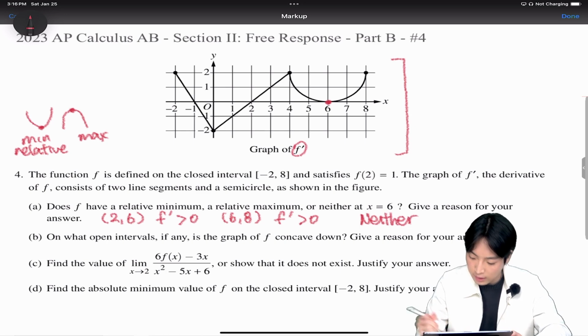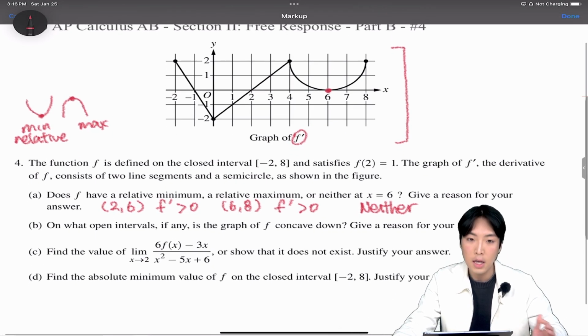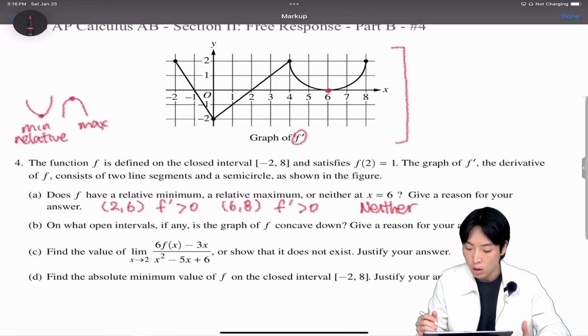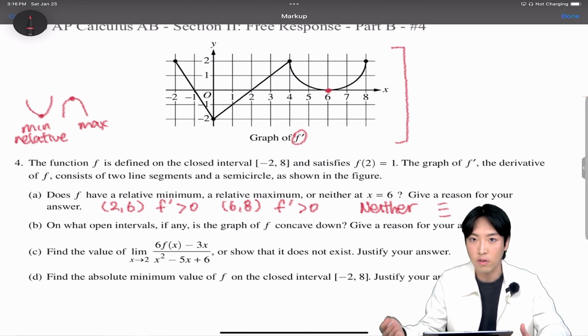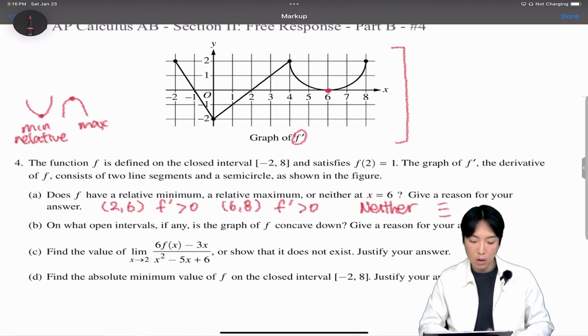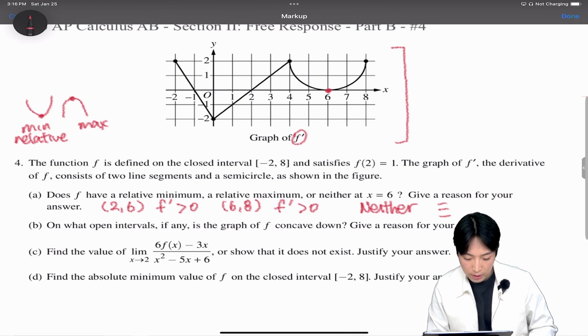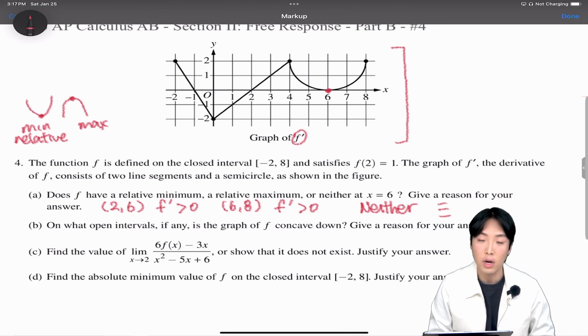So I will not write down my reasoning in the interest of time, but in the actual exam setting, you will not just provide the answer, but you will provide the reasons why you think it's neither. Part B. On what open intervals, if any, is the graph of f concave down? Again, give a reason for your answer.